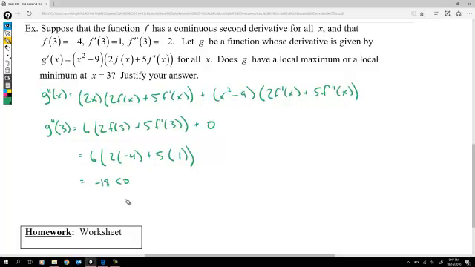Right, so negative 18 is definitely less than 0, which means that I'm concave down, meaning that g has a local maximum at x equals 3. So I can say that g has a local max at x equals 3, and again my justification is because, and here I'm assuming that 3 is my critical number, so I can say g prime of 3 is 0. Okay, that's the assumption that I'm making. And g double prime of 3 is less than 0.